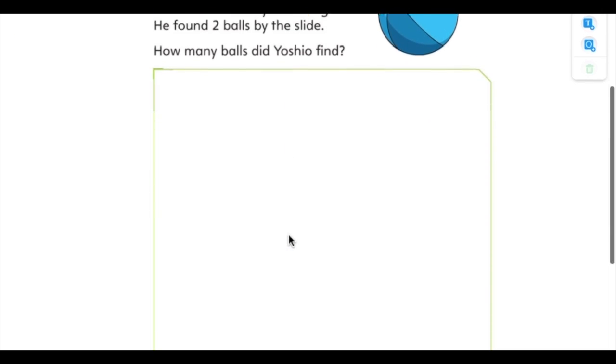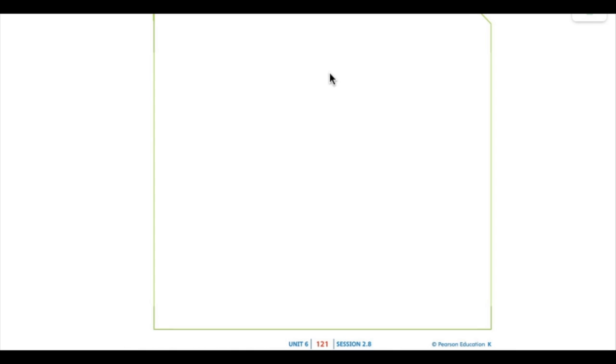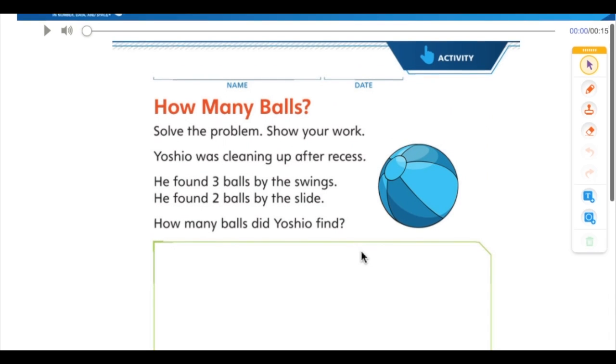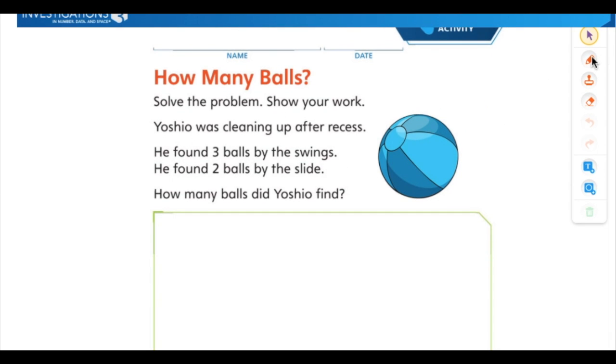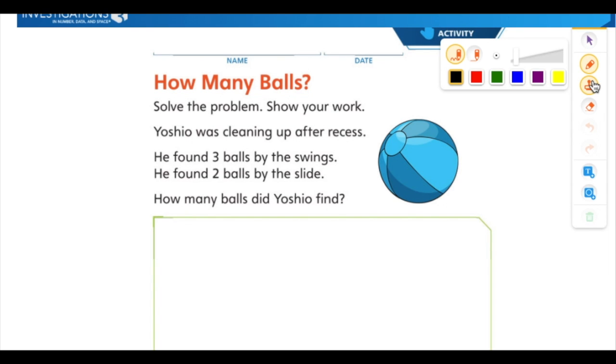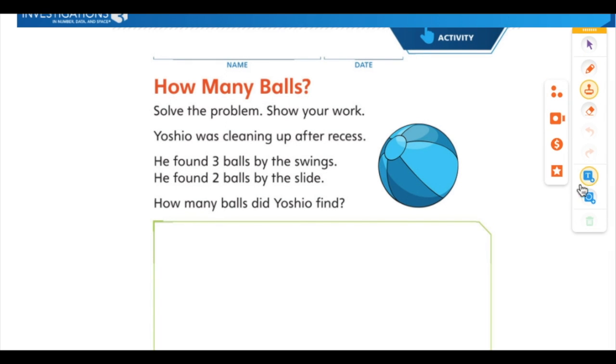In your box, you're going to need to represent your problem and write your number sentence. Remember, you have all of your tools over here. You can write with your marker. You can use counters or cubes. You can even draw shapes. And if you want to write your number sentence, you press the text box.